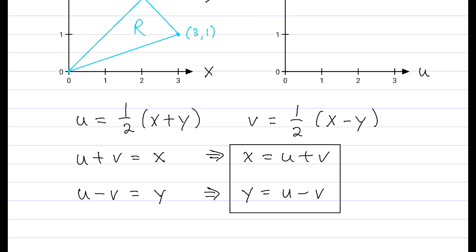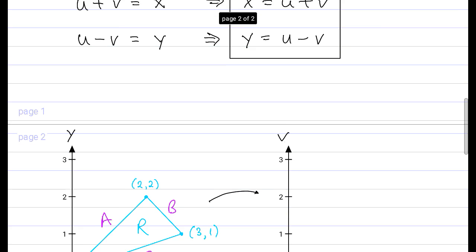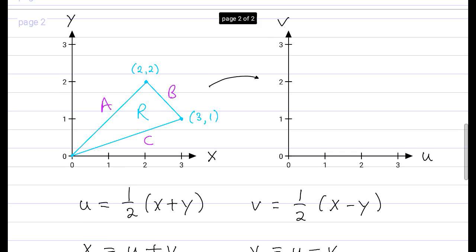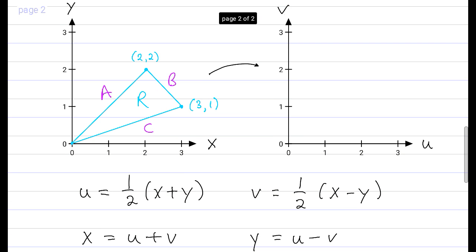All right, let's go to it. Magically in the next page, I have pretty much exactly what we just did. Here's our region R. We want to know what this is going to look like in the UV plane. This is going to define the bounds of our UV integral. Generally, you want to keep track of the sides of the region R.